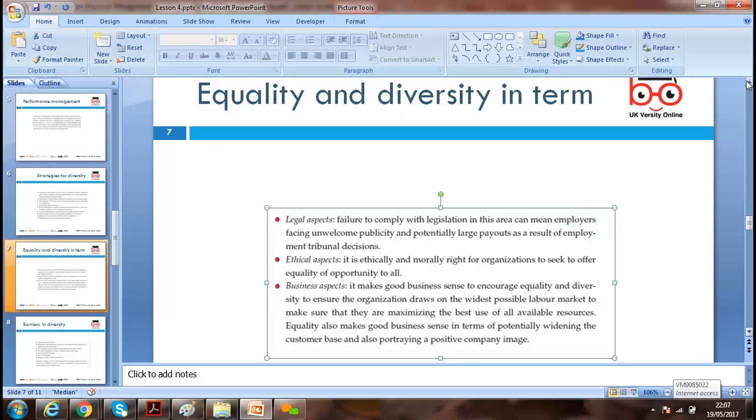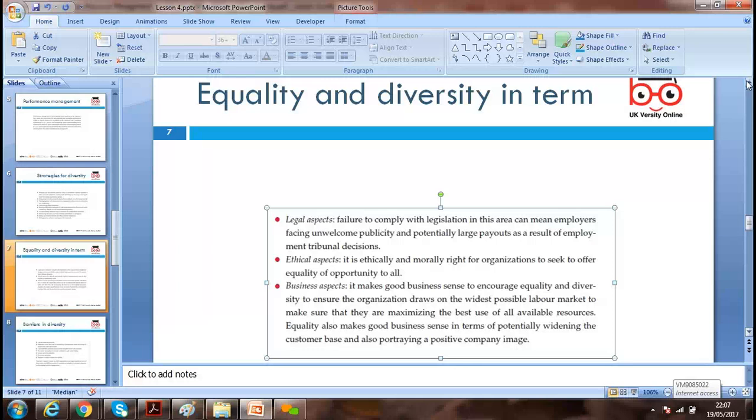Okay, one thing is the legal aspect, the other thing is the ethical aspect. The ethical aspect is that it is morally right for an organization to offer equality of opportunity to all. We have opportunity of training, opportunity of development, opportunity of growth, opportunity of extra role responsibility, career development. So we need to make sure we give equal opportunities.